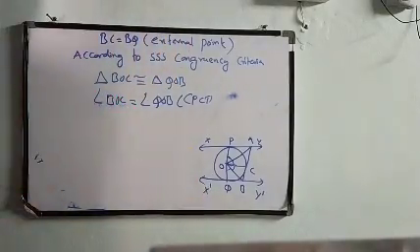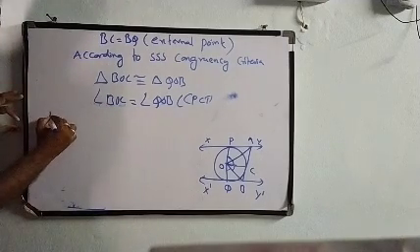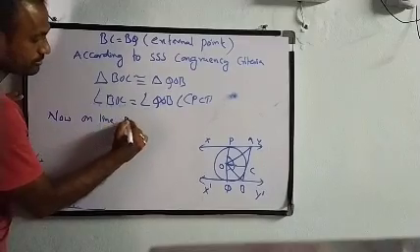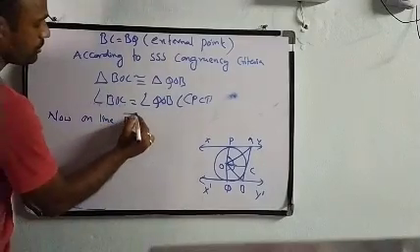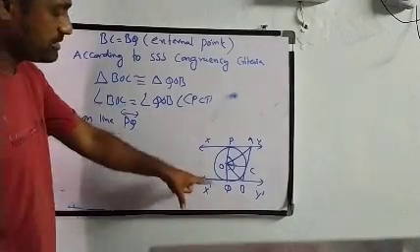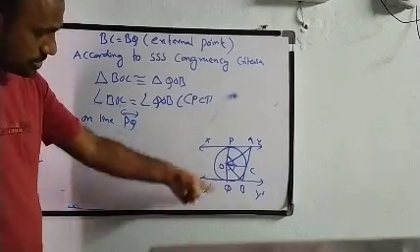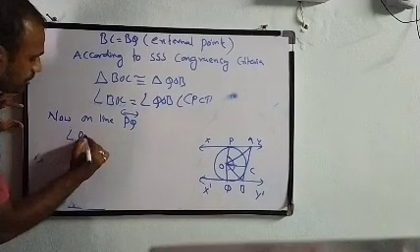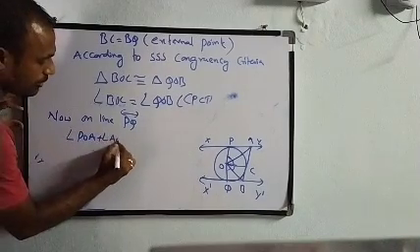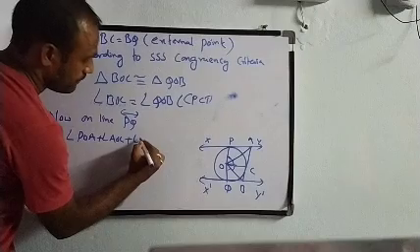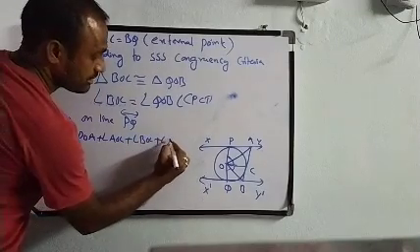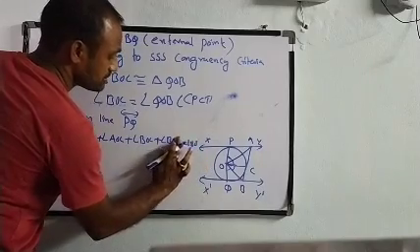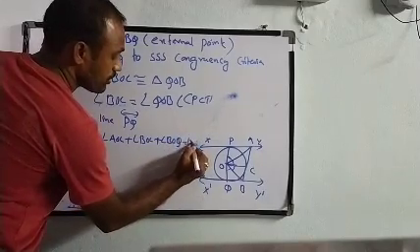Now we need to prove angle AOB is equal to 90 degrees. Now on line PQ, if you observe, there is a line PQ. Of course, it is the diameter of the circle, but we are considering it as a line. So on this line, there are four angles. So angle POA plus angle AOC plus angle BOC plus angle BOQ is equal to 180 degrees.